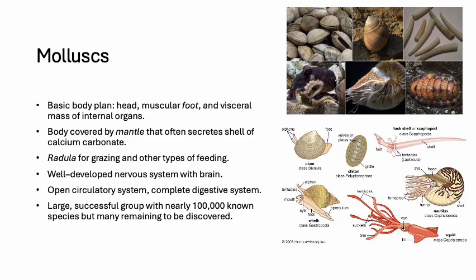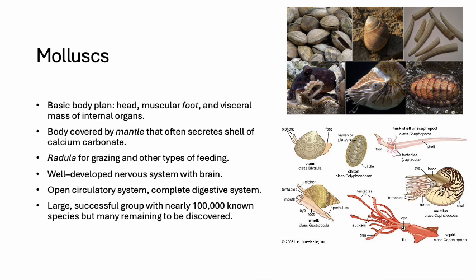Now we shift into the largest and most successful invertebrate group, the mollusks. With nearly 100,000 known species, this group includes snails, clams, squids, and octopuses. Their basic body plan has three parts: a head-foot for movement, a visceral mass containing internal organs, and a mantle that often secretes a calcium carbonate shell.